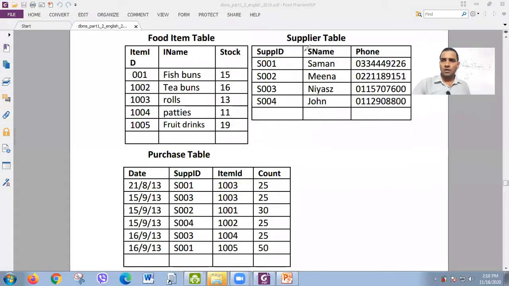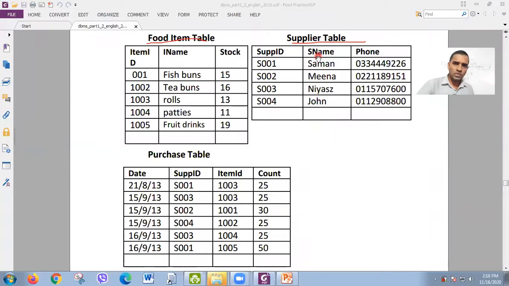Okay. So to check the relationship now, as I told you earlier, look here, you have food item table, you have supplier table. There is a connection between food item table and supplier table, but not those fields. Here you have item ID, item name, INAME, stock. But in the supplier table, you have supply ID, supplier name, which means S name, and phone number. So now there is no common field in both tables.